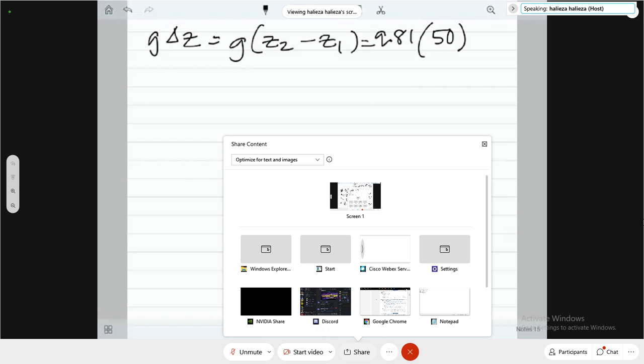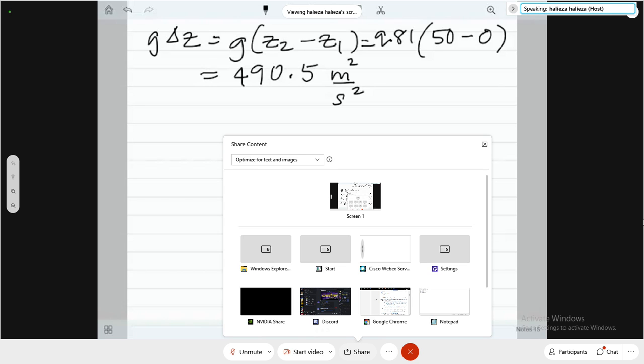So let's hit 50 minus 0. So that answer, if you look at the textbook, is 490.5. Thank you. And that is in meter square second square.